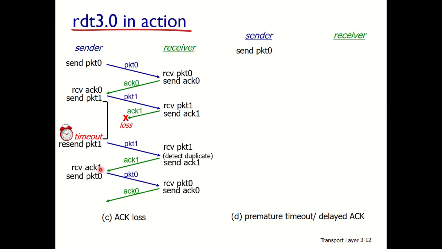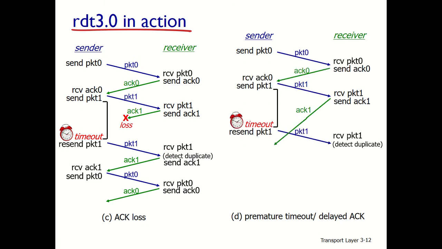When acknowledgement number 1 arrives, it means that packet number 1 is received correctly. So whether the receiver receives the packet for the first time correctly or it is a duplicate packet, in either case the acknowledgement will be sent each time.